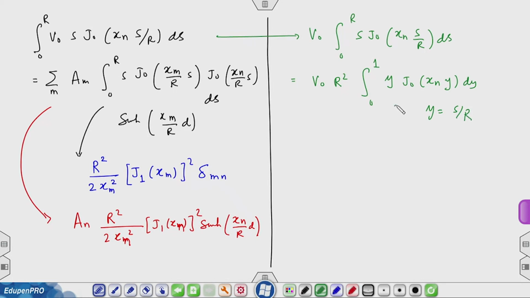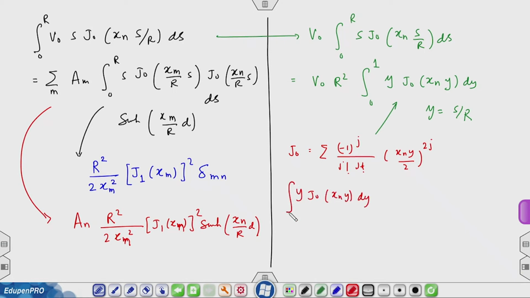And if you carry out this integral using the series for J0, which is equal to summation of minus 1 to the j over j factorial j factorial times x n y over 2 raised to 2j, you do the integral and you will find that the integral of y J0 x n y dy from 0 to 1 comes out to be equal to J1 x n divided by x n.